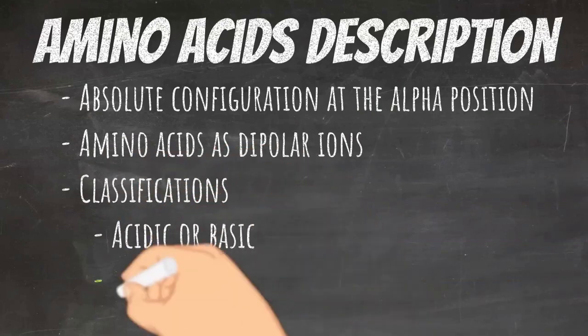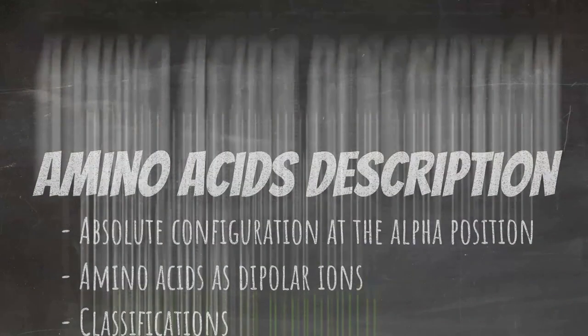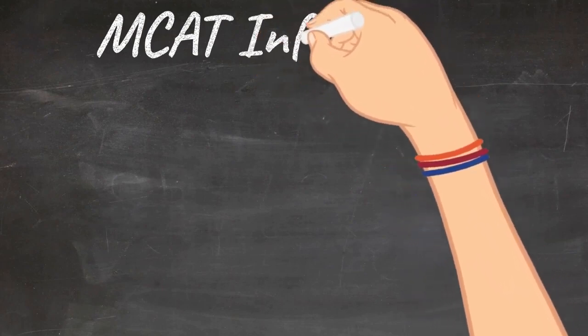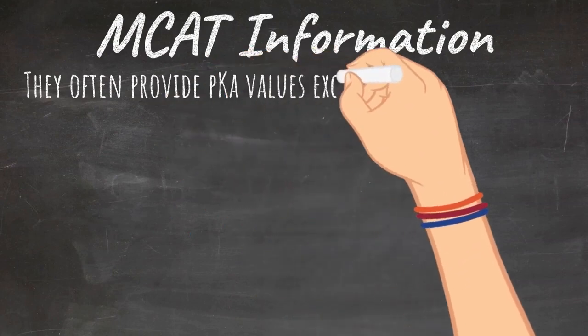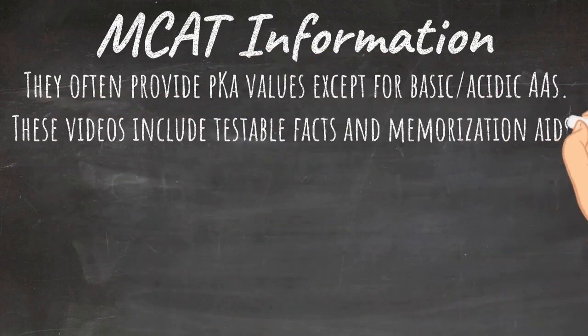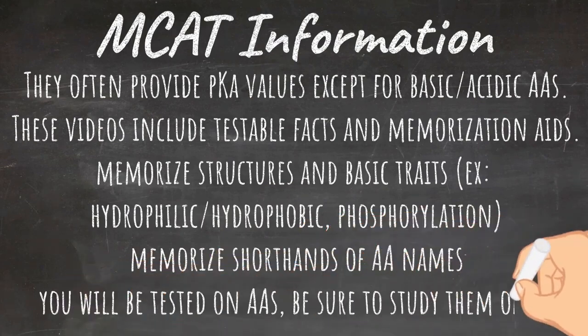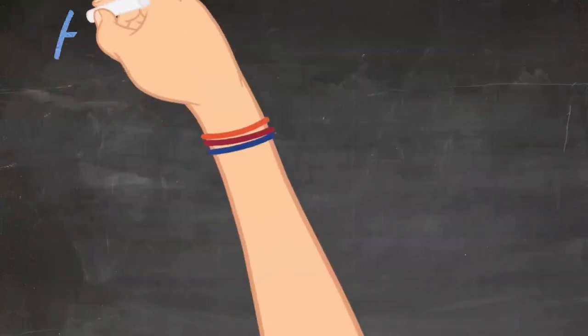Just as a precursor, all of the information provided in this video is important to remember for the MCAT. The AAMC often provides pKa values except for basic and acidic amino acids. These videos include testable facts and memorization aids. It's important to memorize structures and basic traits of amino acids along with the shorthands of amino acid names. And as an important reminder, you will be tested on amino acids, so be sure to study them often.